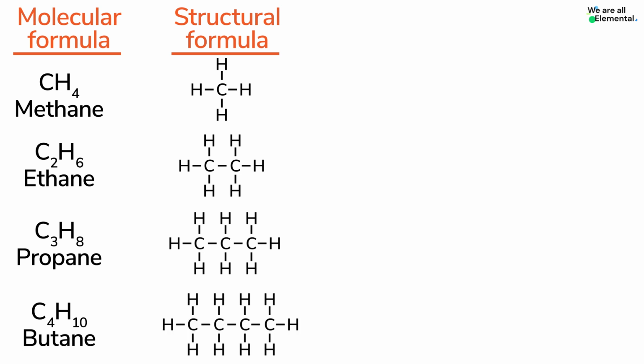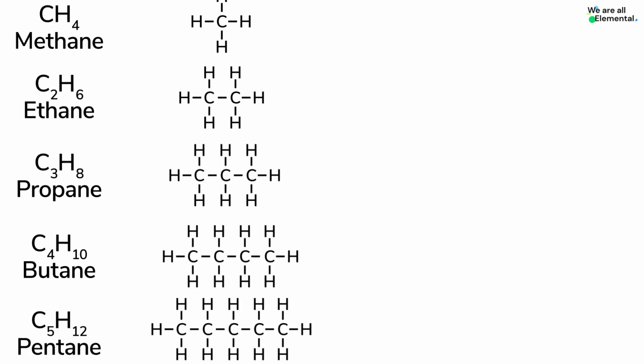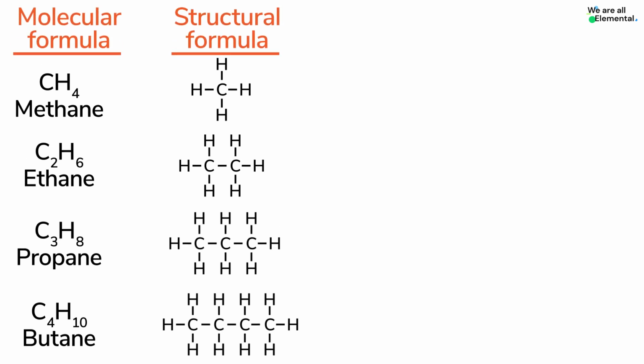And here's the structural formula of the first 5 alkanes. So that's for methane, ethane, propane, butane, and pentane, which has 5 carbons. Another way of representing is the condensed structural formula.